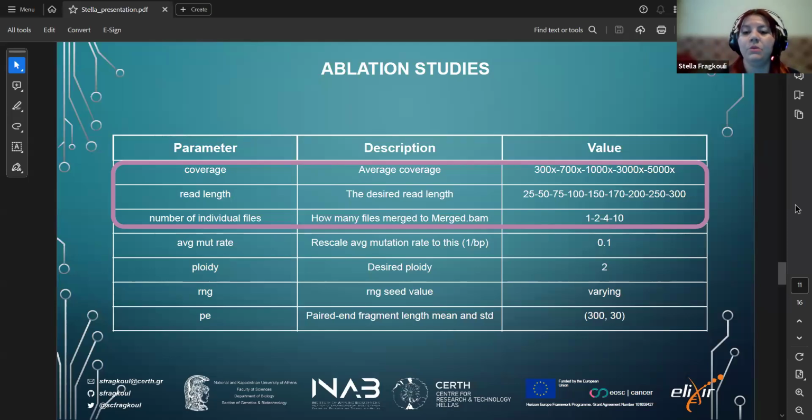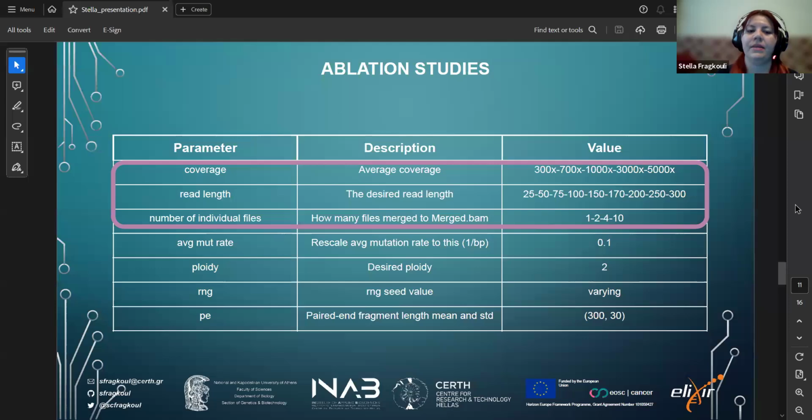So what I did was that I created a series of datasets from 300 coverage all the way to 5,000. All the other parameters were at the same value. This is called an ablation study, when you focus on just one parameter. So we presented each algorithm with all this variation of the coverage.